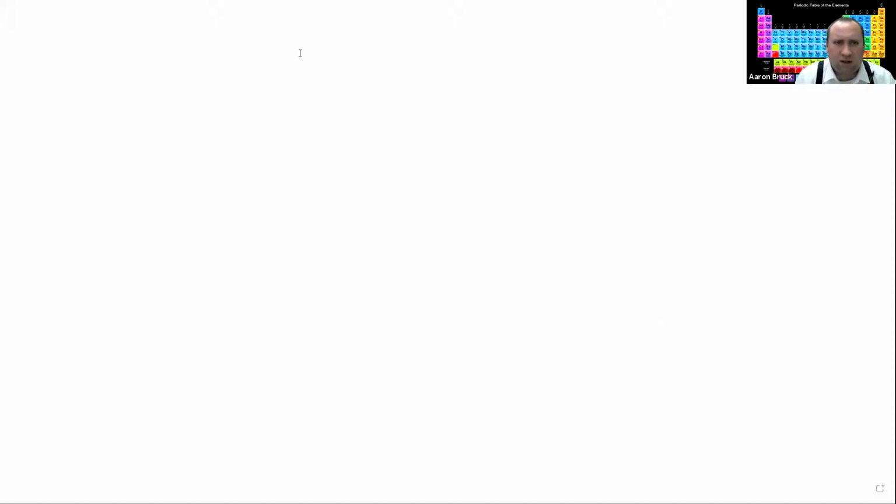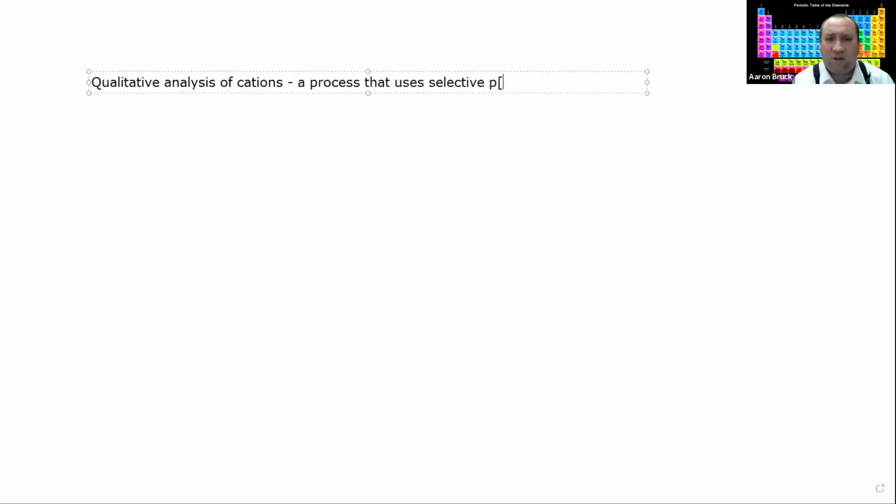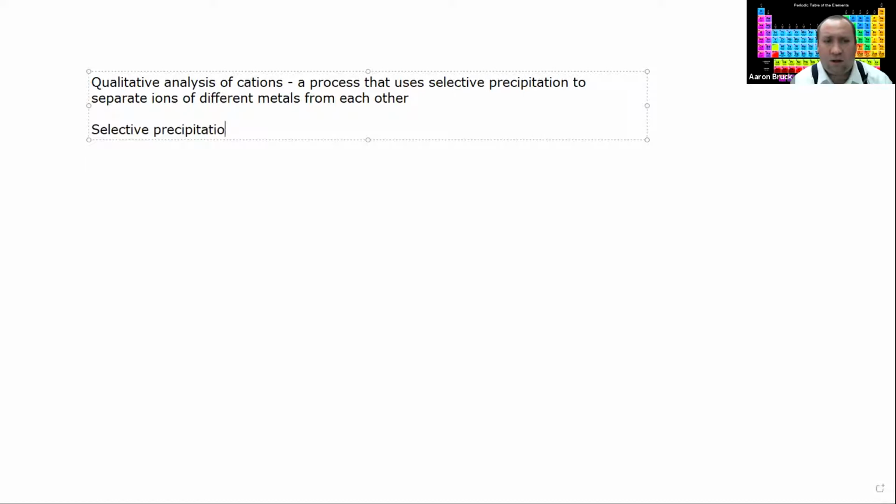So the whole point of qualitative analysis, and that is what we are doing, is this. We're doing a process that uses something called selective precipitation to separate ions of different metals from each other. And selective precipitation takes advantage of the solubility, or lack thereof, of certain substances in water.